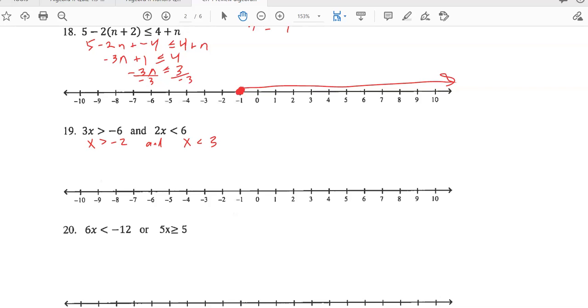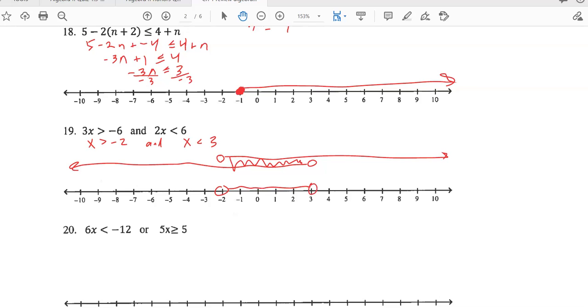So x is bigger than negative 2. Go all the way to the end. X is smaller than 3, so something like this. Go all the way to the end. And I'm looking for the overlap between those two graphs. And so I want from negative 2 all the way to 3 and everything in between, something like that.